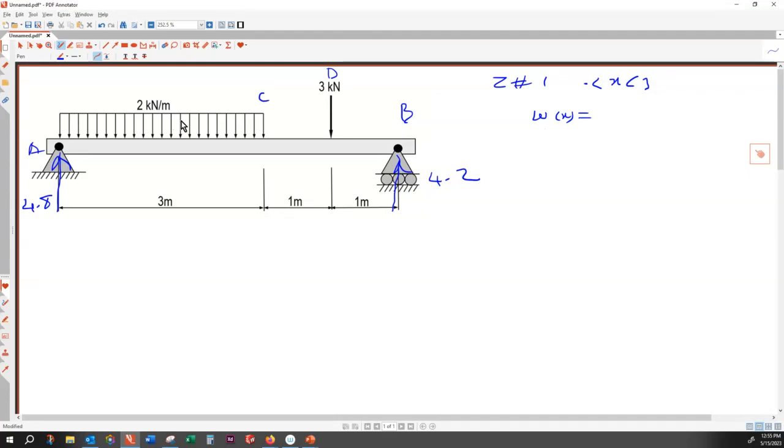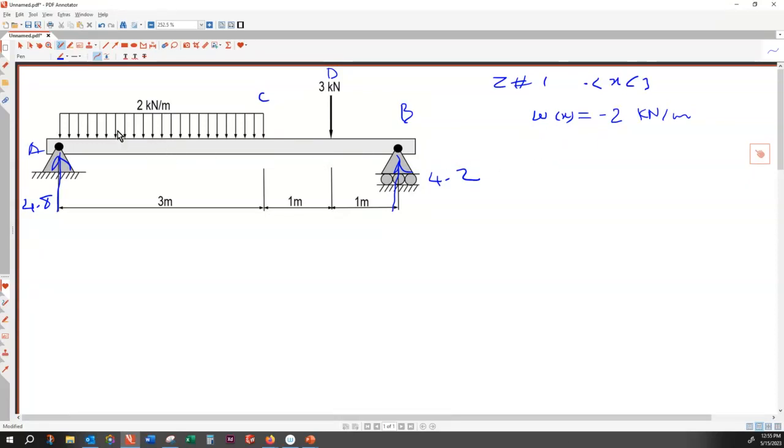So this is a constant value, but that's a negative one. All right, so that is -2. It's a constant, -2 kilonewton per meter. And then the next step is I want to plot the shear force diagram.